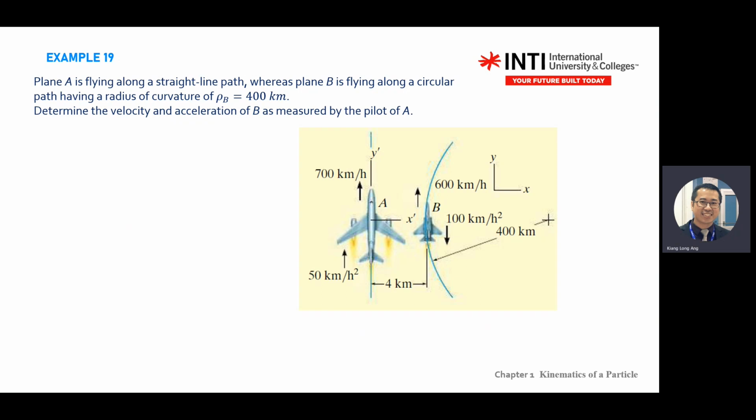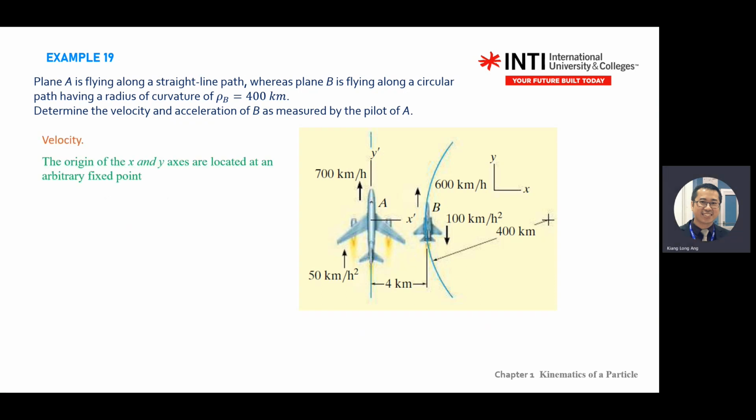If you see, this question already gives you the rule, so you don't need to count. Just substitute there, right? We're having a radius also given. Determine the velocity and acceleration of B as measured by pilot A. So how do you write the relative vector? Measured at A, from where? You measure from A, so you transform this one into negative and you revert back, depending on what we want to find.